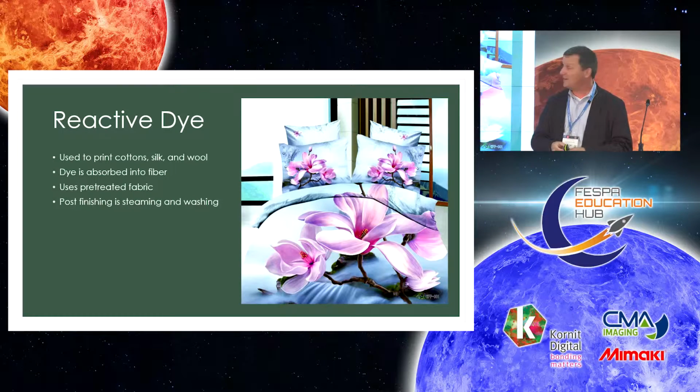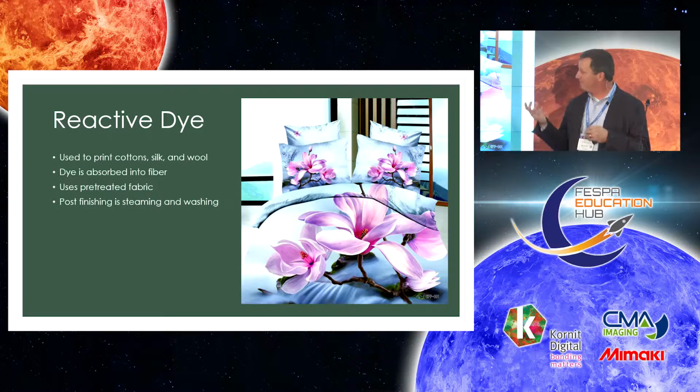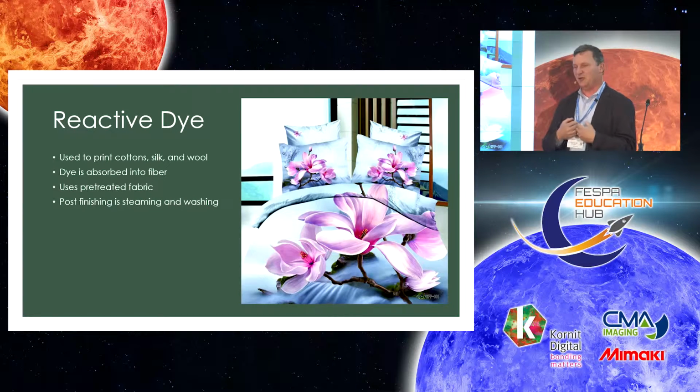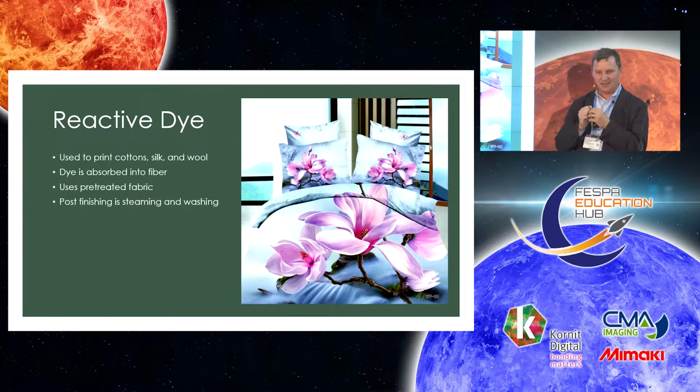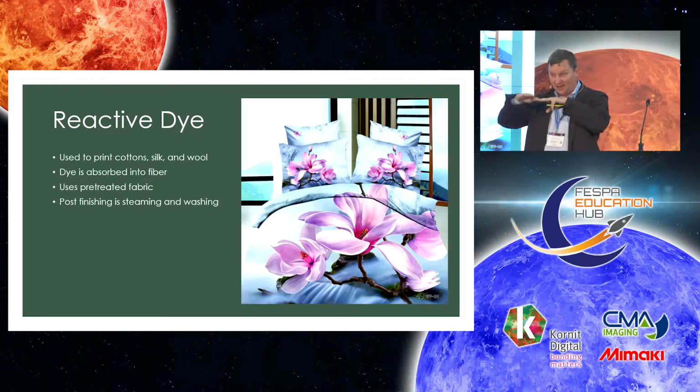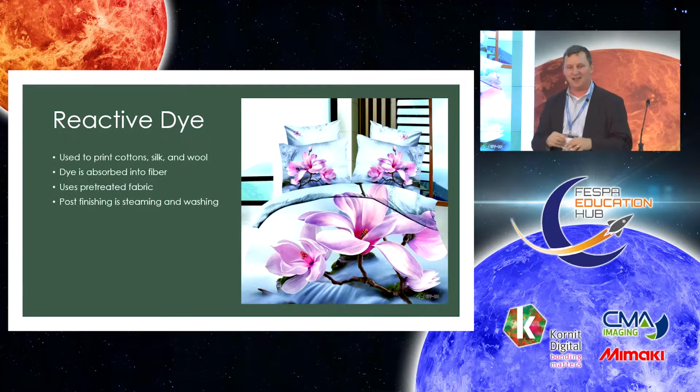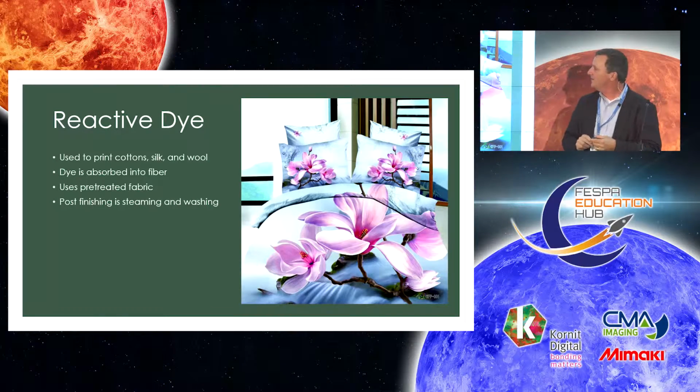Reactive dye, another way to print cotton, silk, and wool. In this scenario, the dye during the post-finishing process is absorbed into the fiber of the textile. So as opposed to pigments, remember, we are printing on top. When you print with reactive dyes, you're actually printing your CMYK mix, and it blooms into a color and rolls into the fabric. Excellent wash fastness, rub fastness.